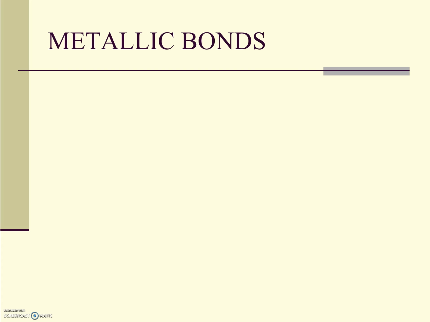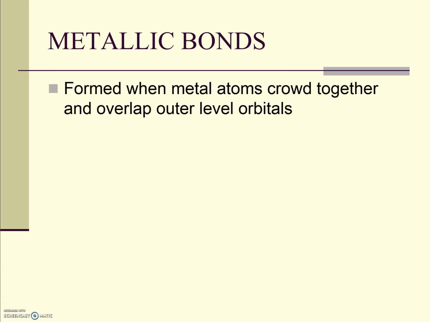Last thing I have for you here, metallic bonds. Okay, it's great because we don't have to draw anything for metallic bonds. These are when metals bond with metals. So we have already done metal plus non-metal equals ionic.